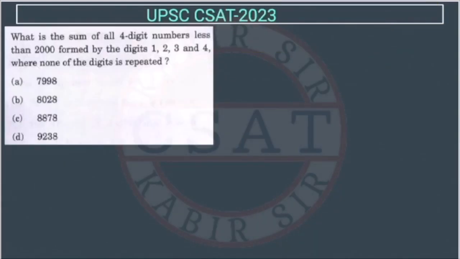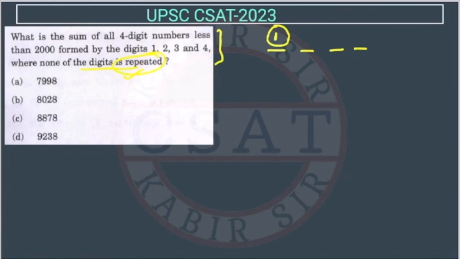So now, in this question, what is the sum of all 4-digit numbers less than 2000 formed by digits 1, 2, 3, 4, where none of the digits is repeated? So we cannot take repeated digits, right? This type of question we already did in our previous year questions. So we have to form 4-digit numbers, and they will be less than 2000.